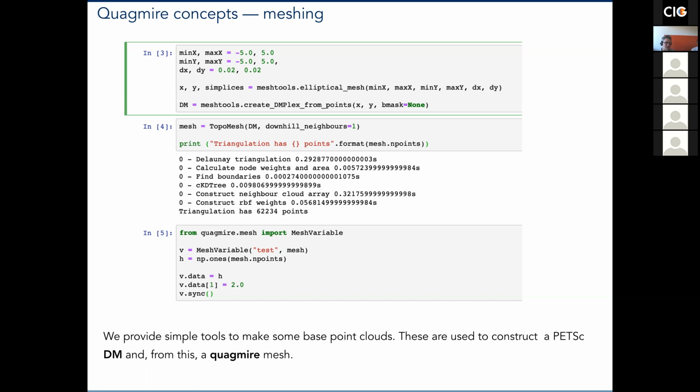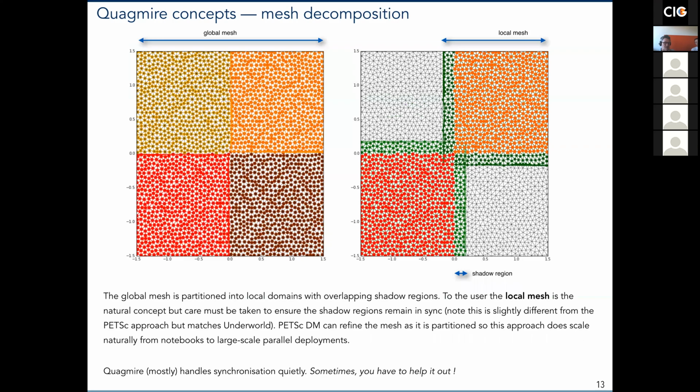The mesh does things like having variables attached to it, which understand that they are small parallel collections of data, but for most of the time just behave like NumPy arrays. And so we take some basic point clouds, construct the PETSc DM, and from that we can make a mesh. We take our global mesh and we partition that into a parallel mesh, which is a series of local domains. And associated with those local domains are also some overlapping shadow regions, which is a very standard way of dealing with distributed parallel information.